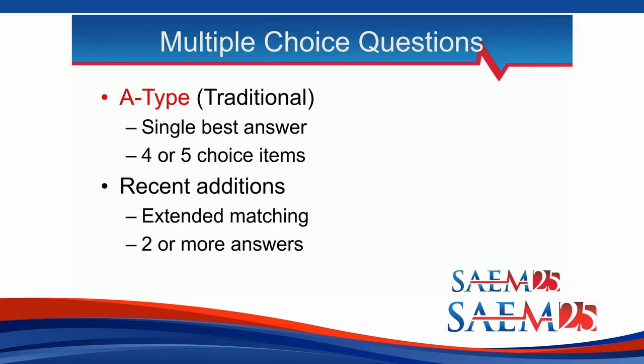They have tried some different things with these, like extended matching. Those are really hard to write and also really hard for students to process, so they don't use those very often. Occasionally you'll see what are called K-type, although they've pretty much phased those out, where you're given answer choices A through H, and it's pick 2 or more of the correct answers. Then again, those are hard for students to process, so they don't use those a whole lot.